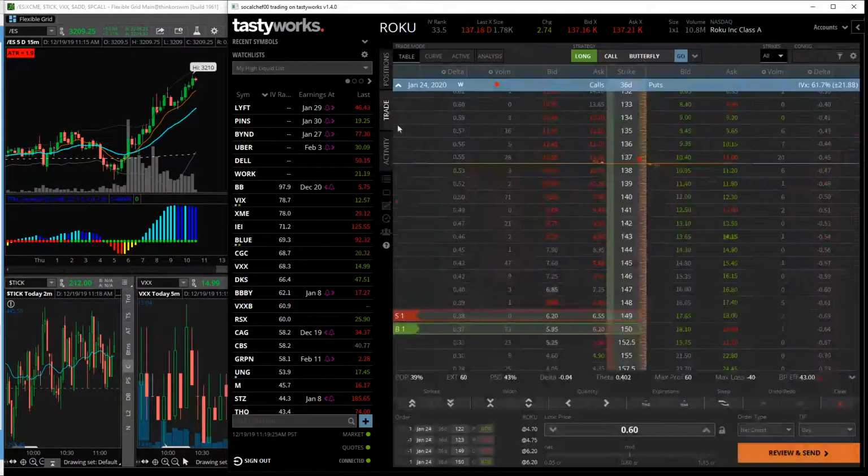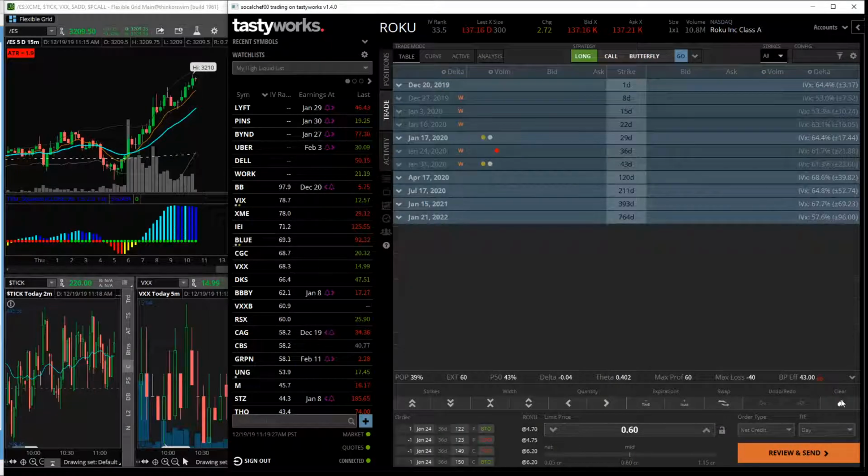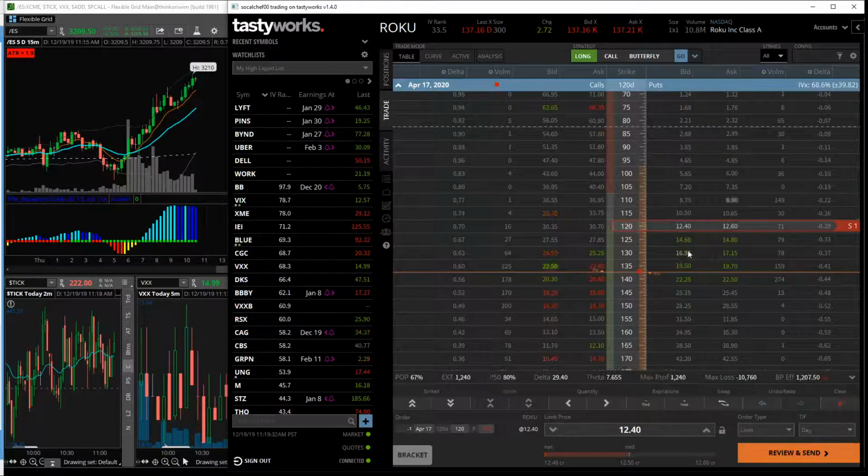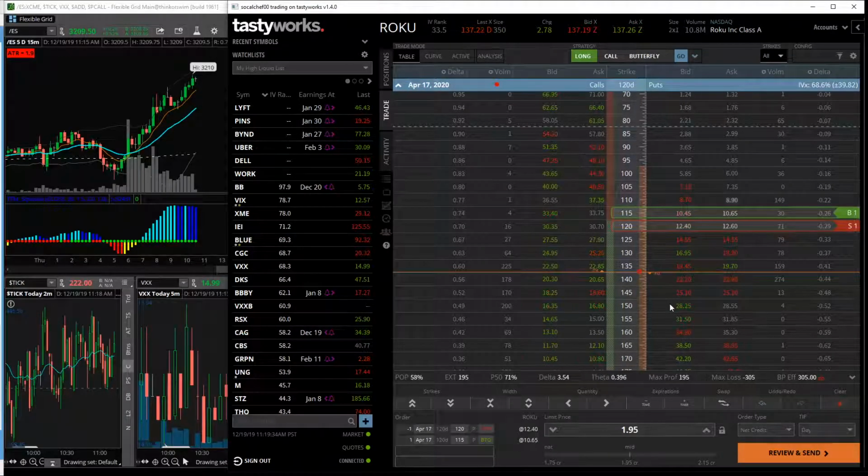So again, I'll touch on Roku here. I'll go to a monthly so it's a little bit more liquid. And I will start at a 30 delta. So 29 is close enough. So I'll put it on. Well over 1/3 the width. I don't need to collect more, right? I'd rather raise my probability.